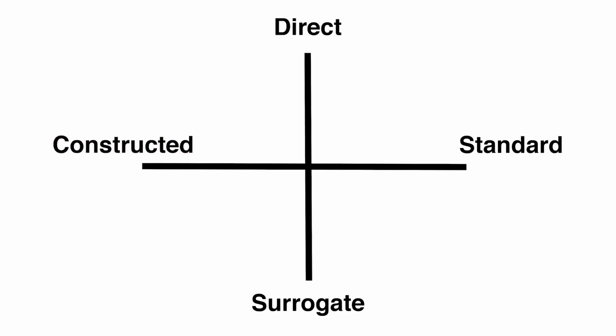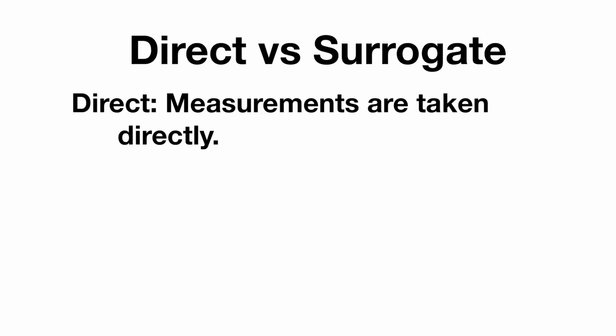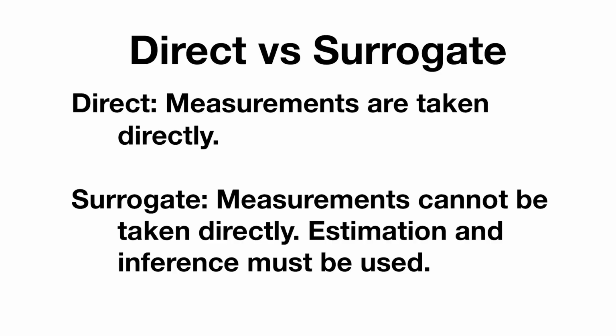The first dimension is direct versus surrogate. A direct measure is one in which you can measure directly. A surrogate measurement cannot be measured directly. Instead, you must make estimates or inferences.